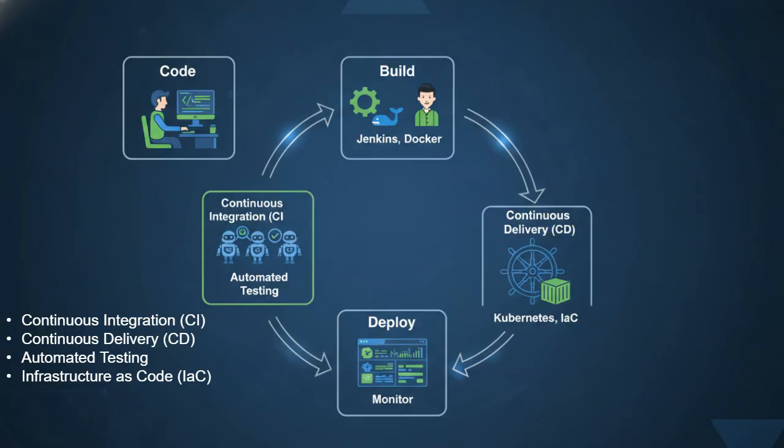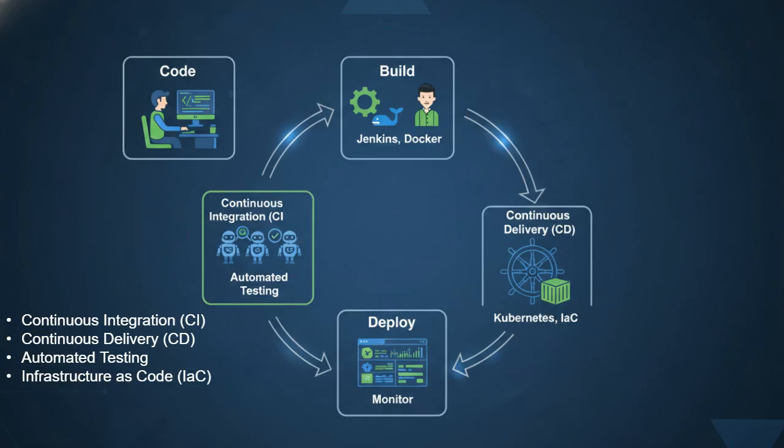Best practice number 6 is to automate everything possible. The sheer number of services, deployments, and configurations in a microservices ecosystem makes manual operations unsustainable and prone to human error. Automation is not just a nice-to-have, it's a fundamental requirement for success. This encompasses several key areas.